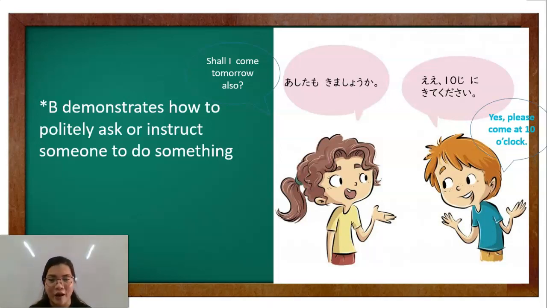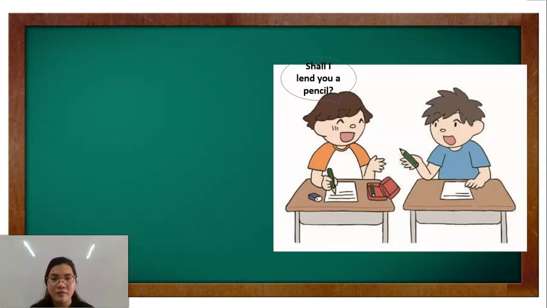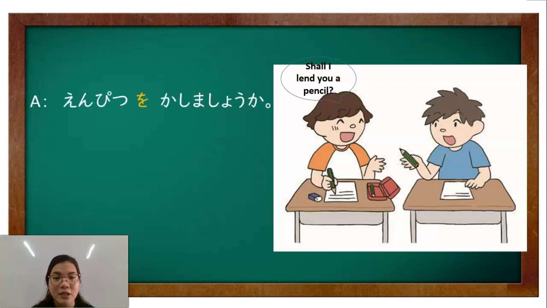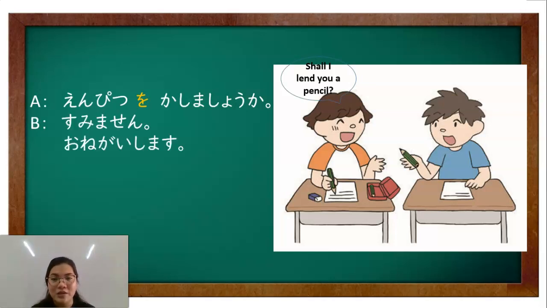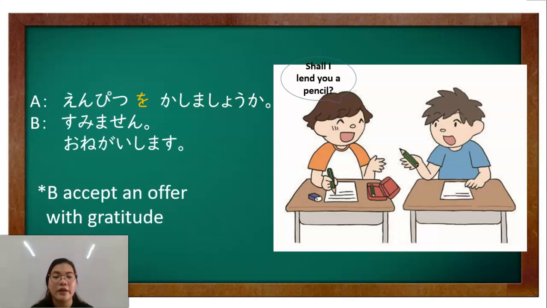Okay? Another. Shall I lend you a pencil? Empitsu kashimashou ka? Sumimasen, onegai shimasu. That means yes, please, sorry. So in this example, we accept an offer with gratitude. So the listener accepts your offer with gratitude.